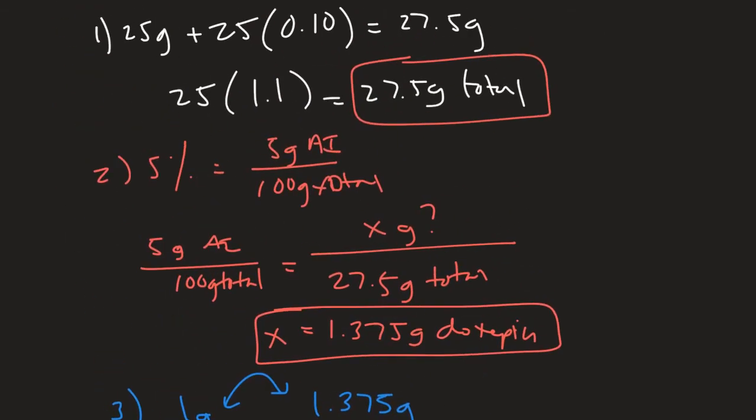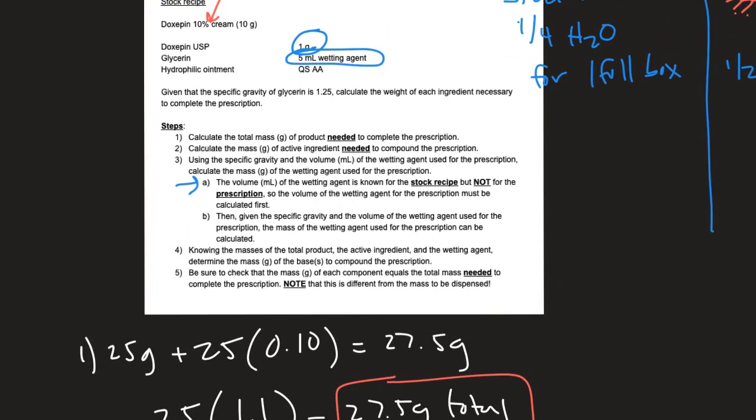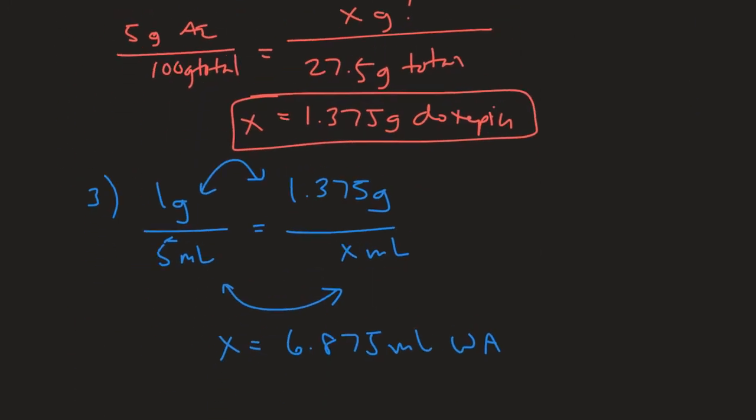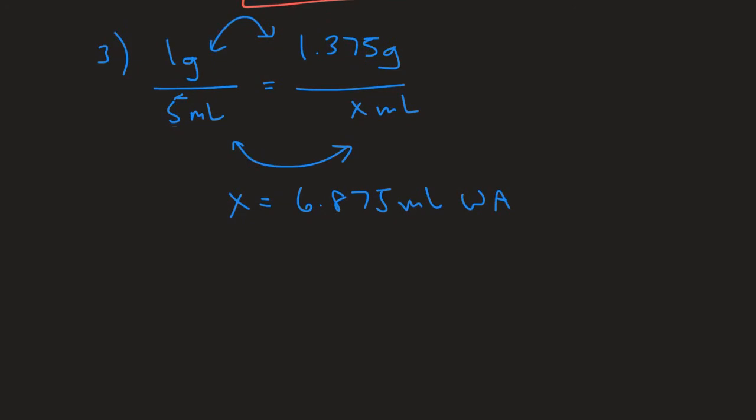Since we know the specific gravity and we know the milliliters used for the prescription, which is 6.875, we can calculate the mass of the wetting agent used for the prescription. So step 3B, given the specific gravity and the volume of the wetting agent used for the prescription, the mass of the wetting agent used for the prescription can be calculated. So we know the specific gravity is 1.25, and we know for the prescription, we're going to use 6.875 milliliters of wetting agent for the RX.